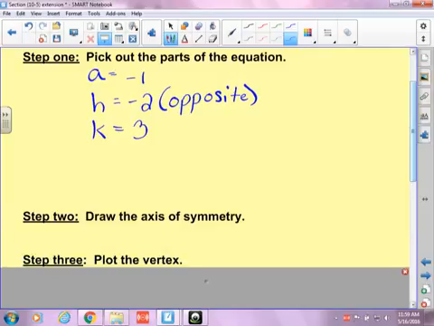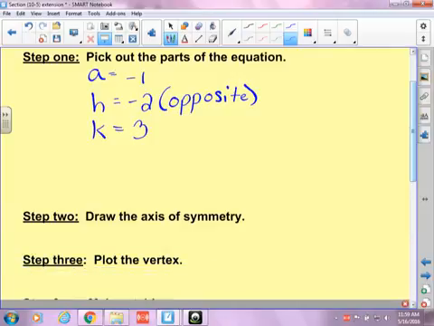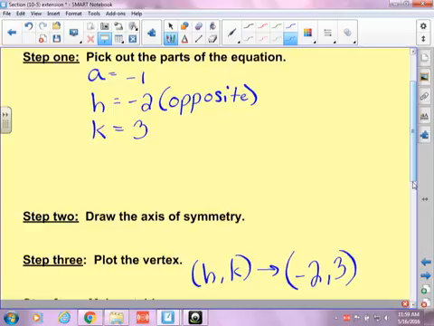All right, step 2 and 3 kind of go together. The vertex is h, comma, k. And so in this instance, my vertex is -2, comma, 3. And we'll plot it in just a minute. And the axis of symmetry is x equals -2. So really, once you have those things picked out, this is super easy. This is not tough. It's just picking it out of the equation.